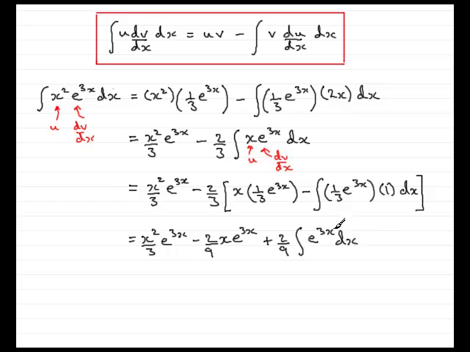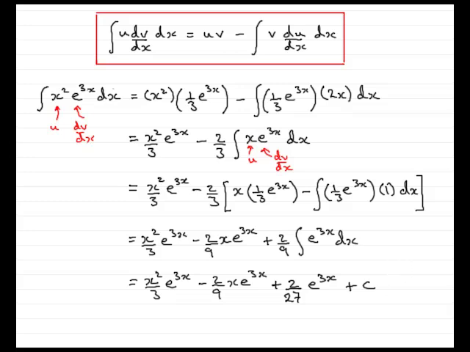Now all I need to do is integrate this last term, so we have x squared over 3 e to the 3x. I'm just going to copy these two leading terms down again, minus the 2/9 x e to the 3x. And then if I integrate e to the 3x, that's going to be a third e to the 3x. And if I multiply it with the 2/9, we're going to have 2 over 27 e to the 3x. And don't forget the constant of integration plus c. And essentially that's the answer.